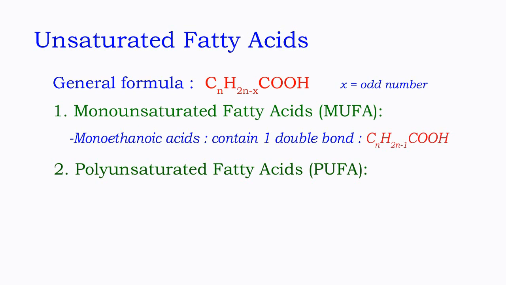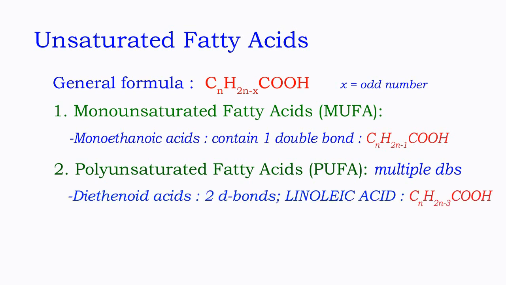The monounsaturated fatty acids, MUFA, as the name suggests, contain only one double bond, an example of which is monoethanoic acid with the general formula of CnH2n-1 COOH. The polyunsaturated fatty acids contain more than one double bond. There are three types. The diethanoic acids contain two double bonds, which in common terms are called linoleic acids.